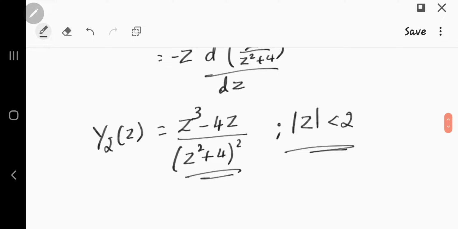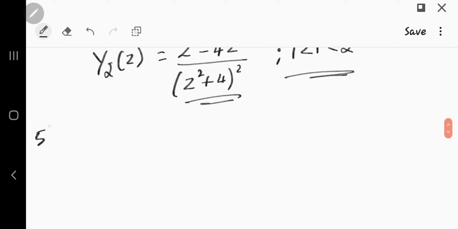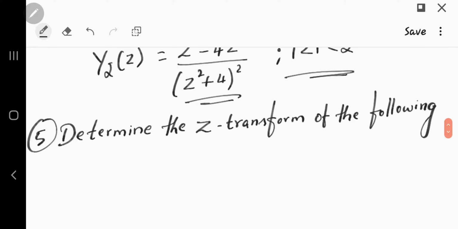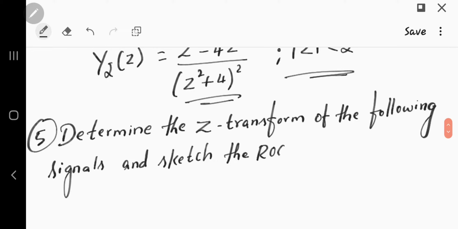And coming to the next problem, here we are given: determine the z transform of the following signals and sketch the ROC.